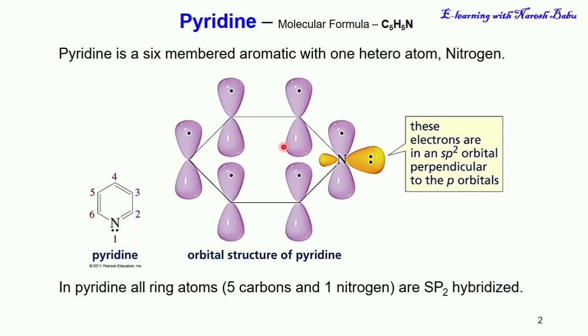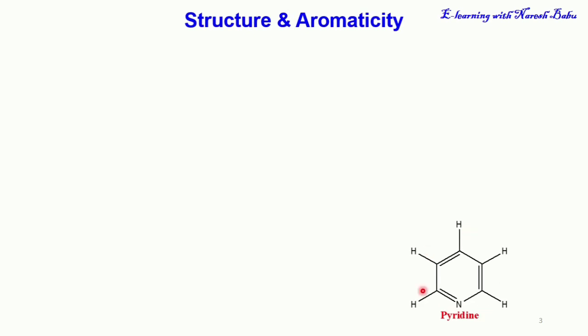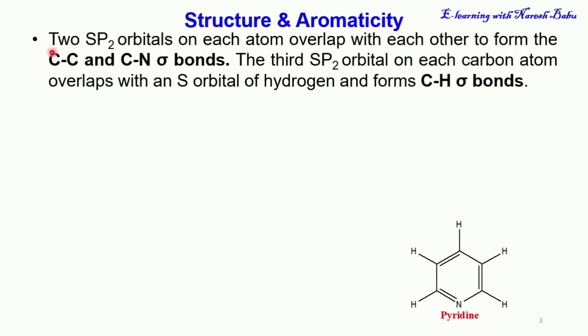This indicates that in pyridine all the ring atoms, that is the five carbon atoms and one nitrogen atom, are sp2 hybridized. As we know, sp2 hybridized means one s orbital and two p orbitals, px and py, combine to form three hybridized orbitals.